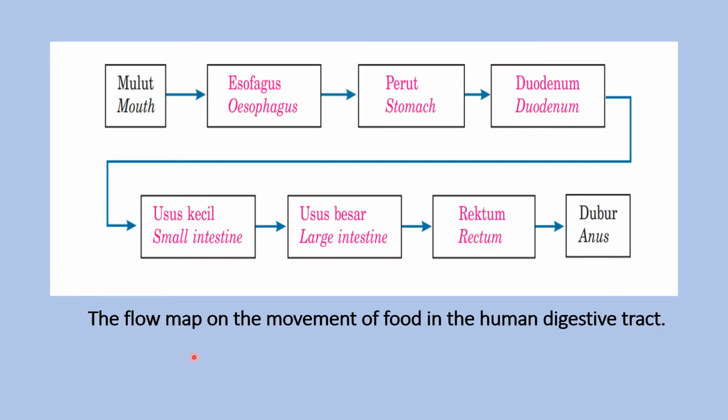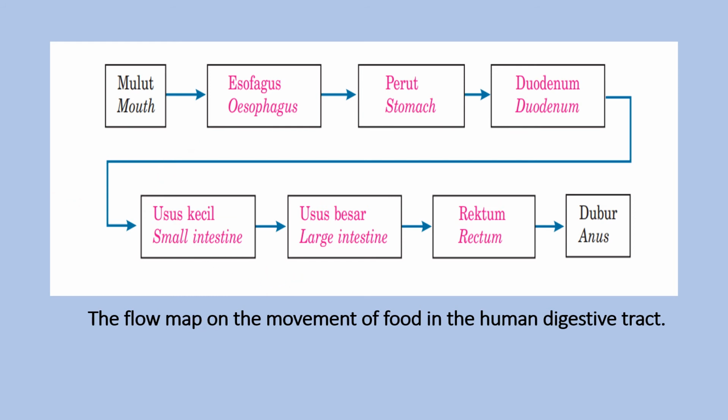Now look at the flow map on the movement of food in the human digestive tract. From the mouth to esophagus, to stomach, duodenum, small intestine, large intestine, rectum, and anus. So 1, 2, 3, 4, 5, 6, 7, and 8. You must memorize all these 8 flow.